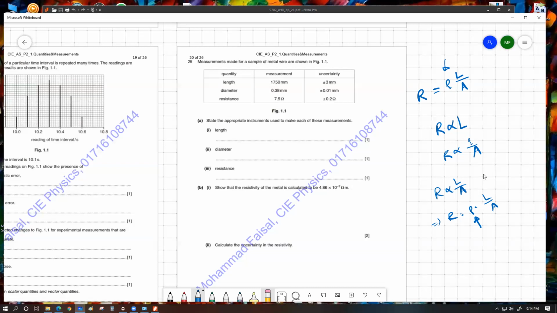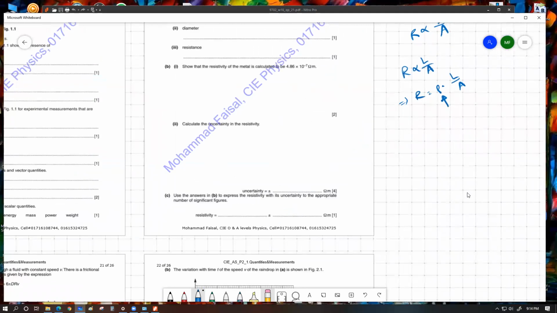That's the important bit. So from here, if we make resistivity the subject, we're gonna get rho equals RA divided by L. So this is our basic resistivity equation.